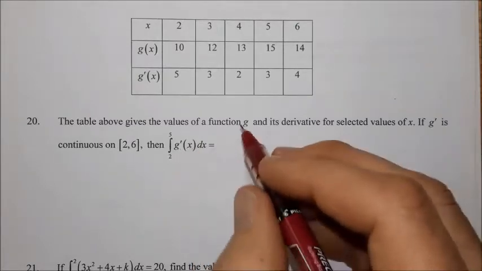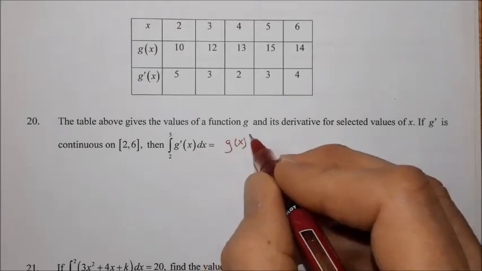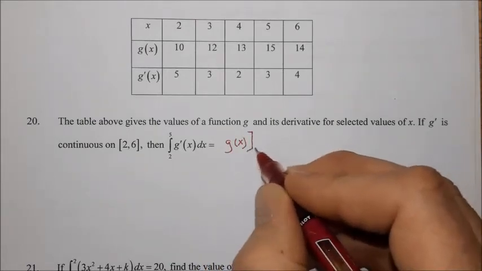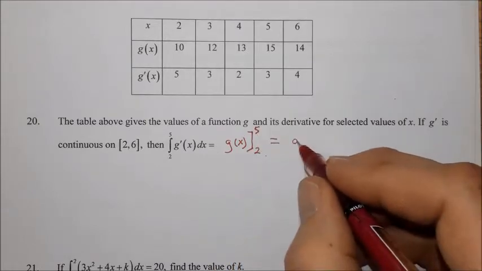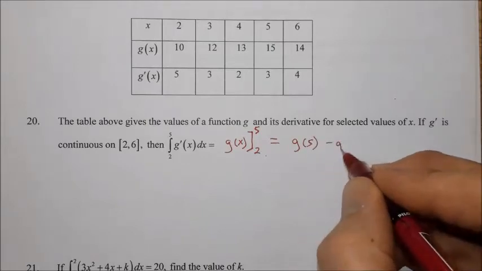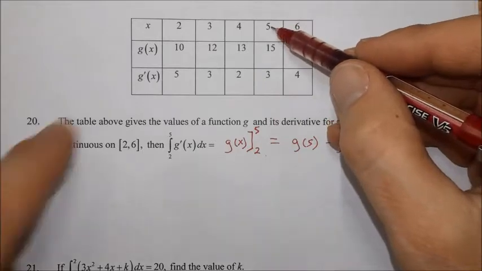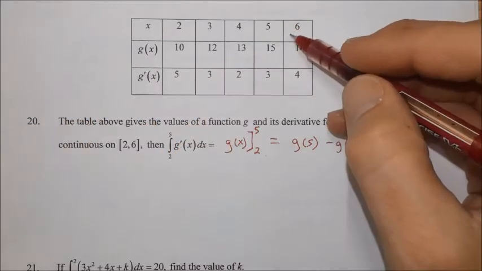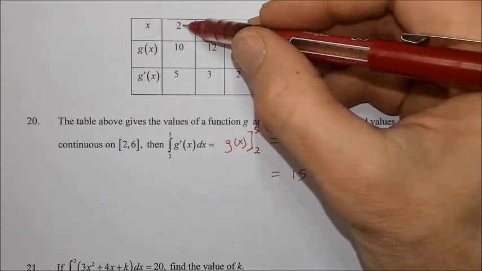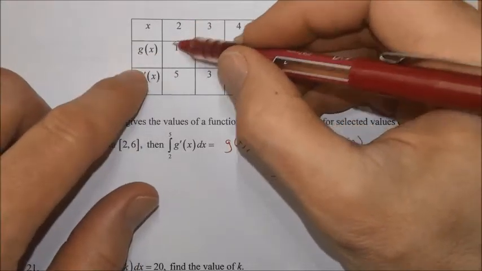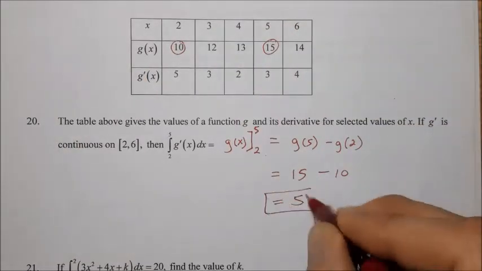So the antiderivative of g prime of x will be g of x. And that's going to be evaluated from 2 to 5. So using our fundamental theorem of calculus, we want g of 5 minus g of 2. Well, g of 5, here's 5. Here's g. They intersect at the 15. g of 2, x is 2, g is 10. So we have 15 minus 10. Our final answer is 5.